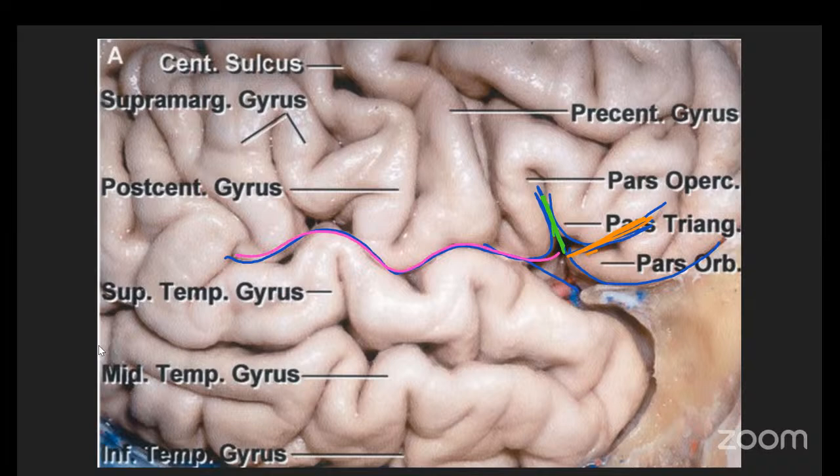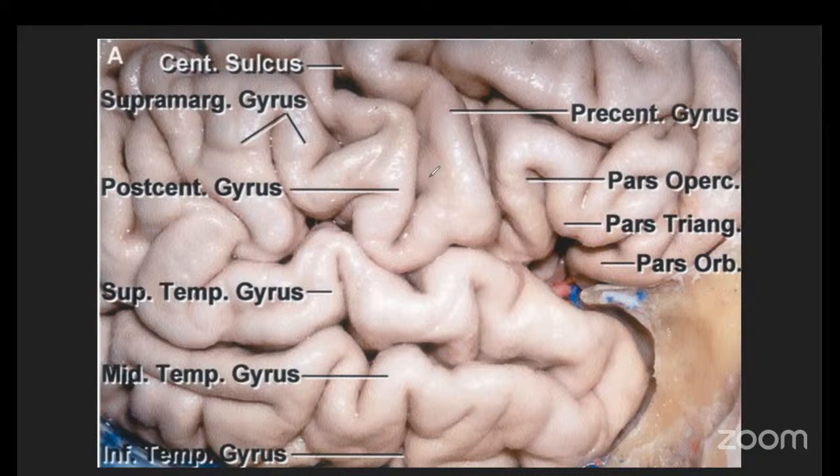And the pink one is? Posterior ramus. So where's the stem of the Sylvian fissure? Stem is visible medially. Yes, but the stem is not completely visible. We know that the stem is going to go in this direction, but it's not completely visible. Why? Because the stem is at the inferior surface of the brain and in contact with the sphenoidal ridge.